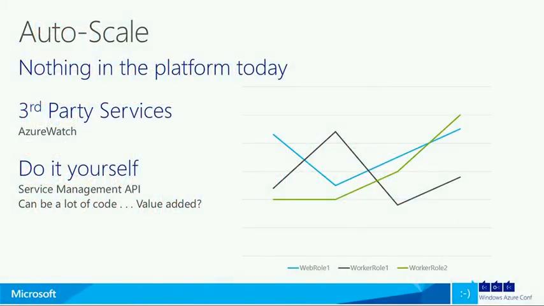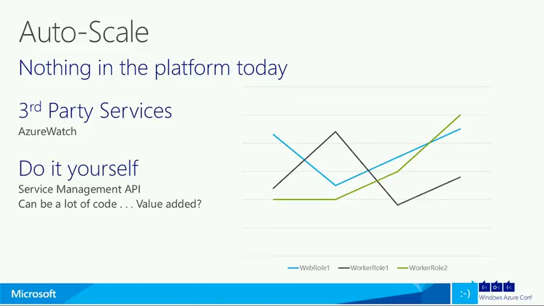One of the things that comes up a lot in working with Windows Azure is people want to talk about scaling their solutions, and particularly automatically scaling them. And right now, there's really nothing in the Windows Azure platform that does that for us automatically. There's some third-party services like Azure Watch that we can use, that we can pay them to monitor certain metrics for us and make scale decisions. That works pretty well, or I could certainly write it myself.